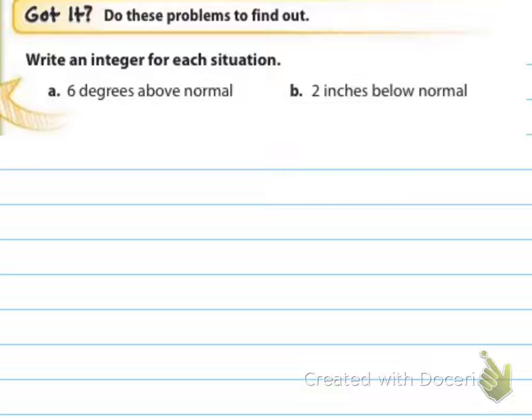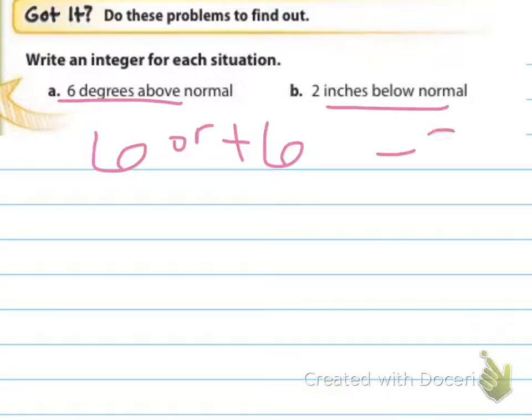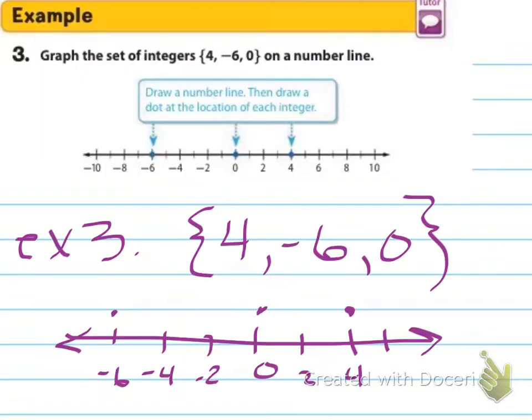Now you're going to do A and B on your own. Go ahead and copy those. A, 6 degrees above normal, and then B is 2 inches below normal. Pause the video to copy those and then also to answer them, and when you come back I'll have the answer. Since we're talking about above, we're talking about 6, or we can write it as +6. And when we're talking about below, we're going to say -2. Easy peasy lemon squeezy, right?